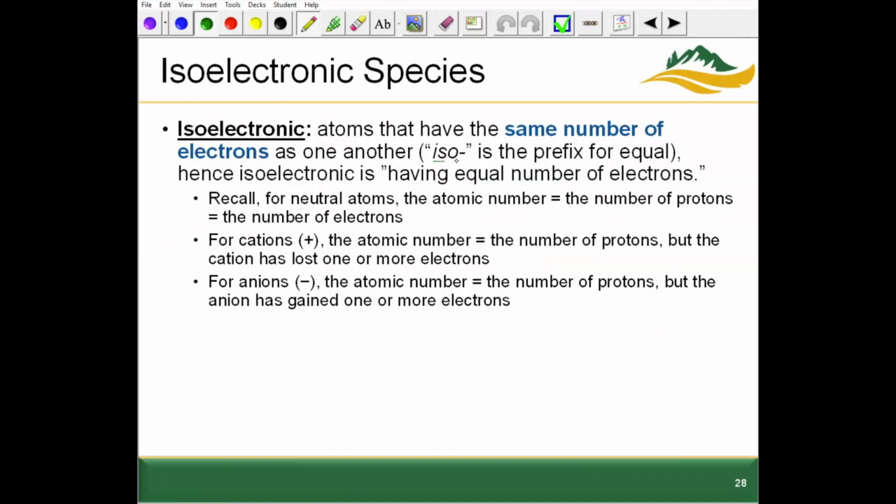Iso is the prefix for equal, so isoelectronic atoms or isoelectronic species are atoms that have the same number of electrons. So equal for iso, and then this portion, think electron, same number of electrons. I put another reminder in here where neutral atoms have the same number of protons as they do electrons. However, for cations that are positively charged, they have lost one or more electrons. Anions that are negatively charged have gained one or more electrons.